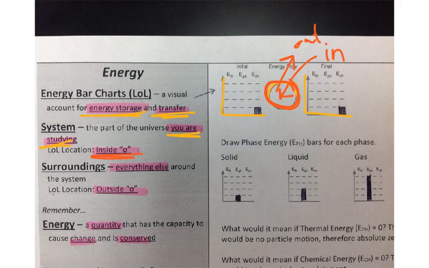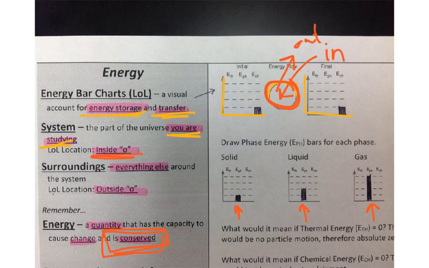And then the surroundings are everything that is outside the O. So it would be outside of the O itself. And then the energy is the quantity that has the capacity to change. And that is really important: it is always going to be conserved here. So we want to draw a phase energy for each of the phases. We're going to use a standard that solid will always be 1 block. Liquid will always be 2 blocks because a solid has less energy than a liquid. And then a gas will always have a phase energy of 4 because the gas has the highest energy.